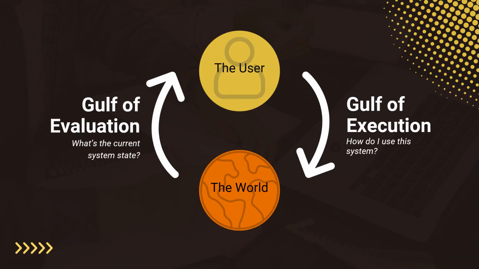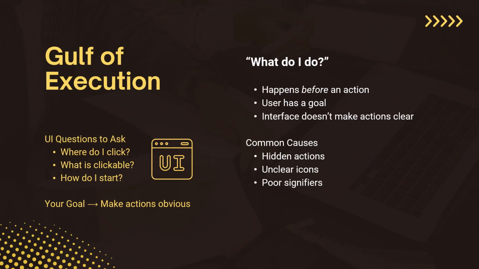I want to slow down here because this part is going to be extremely important for user interface design. If you understand these two ideas that we're going to talk about, you'll never look at an interface the same way. They're called the Gulf of Execution and the Gulf of Evaluation. Let's start with the Gulf of Execution. This is the gap between what a user wants to do and figuring out how to do it in the interface. In other words, the moment a user asks, what am I supposed to do here?